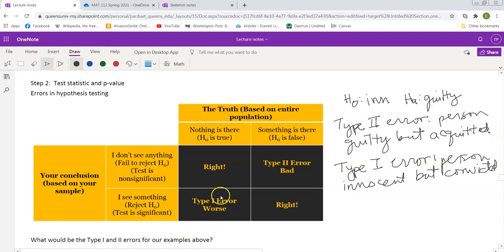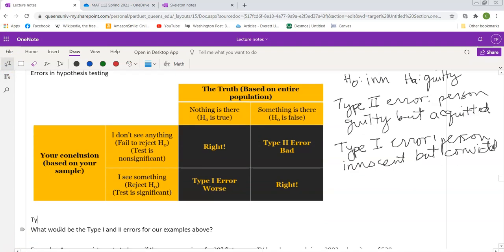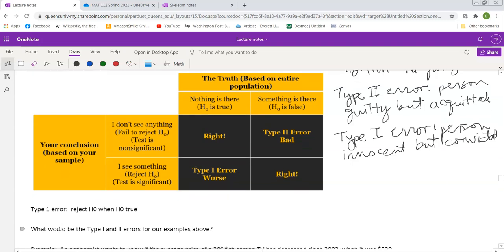So in general, a type 1 error is going to be if we reject H0 when H0 is true. A type 2 error would be that we fail to reject H0 when H0 is false.